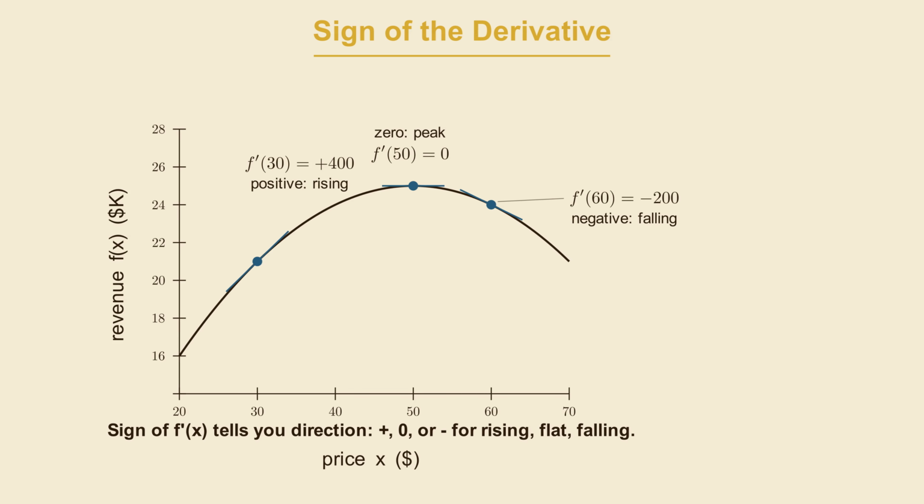Positive means the function is going up, and negative means it's going down. 0 means it's flat right at that point, and when the derivative switches from positive to negative, you found the peak. We'll get into exactly how to use that for finding optimal points later on in this module, but the intuition is already here. So the last thing we need to cover is notation.